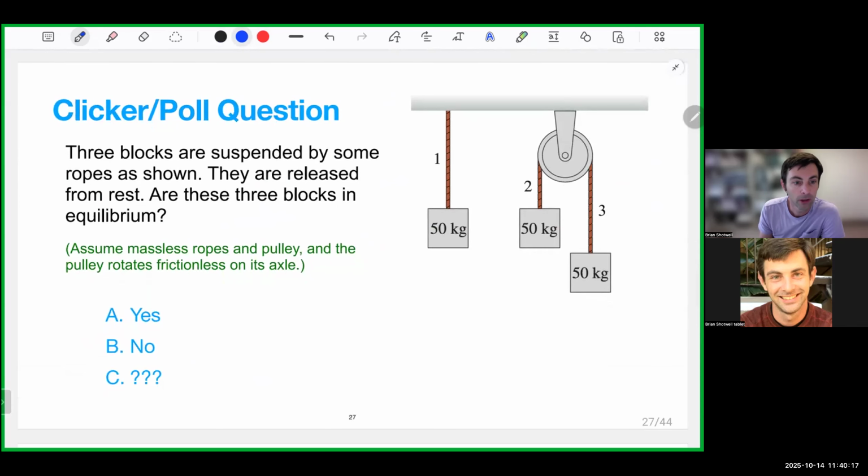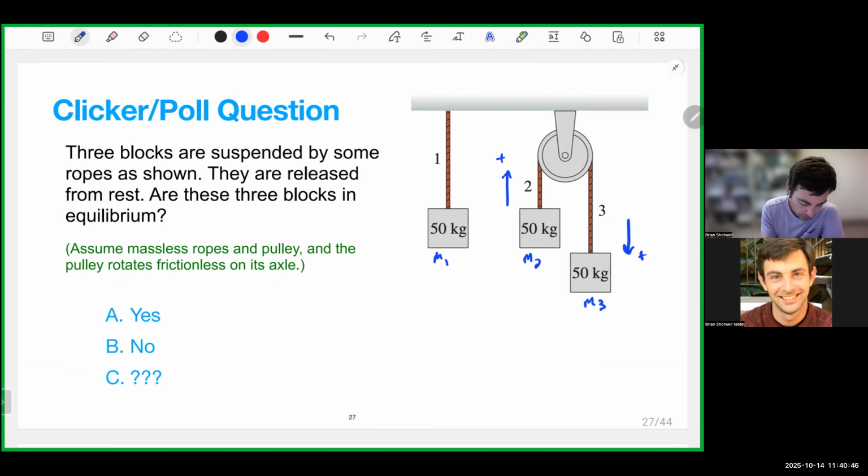Three blocks are suspended. Are these three blocks in equilibrium? So again, with these rope kind of problems, if this block is moving upwards, then this block is moving downwards, and vice versa. So we're going to call this the positive direction. This is kind of a one-dimensional problem here. Plus M1, M2, and M3, but they're all the same mass.